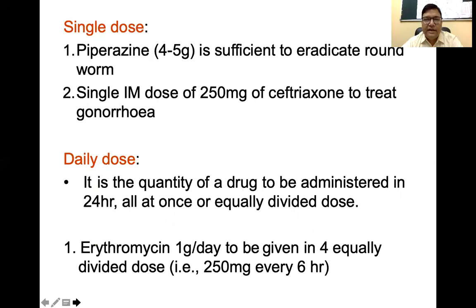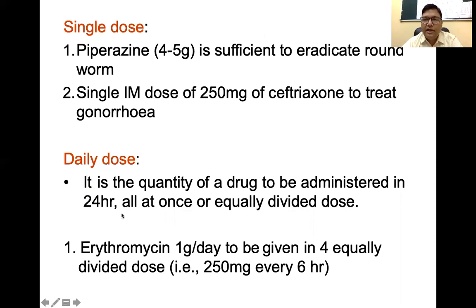Coming to the drugs which are given as a single dose: piperazine is sufficient to eradicate roundworms, or a single intramuscular dose of 250 milligram of ceftriaxone is used for the treatment of gonorrhea. Then there are drugs which are given in a daily dose. The daily dose is the quantity of a drug to be administered in 24 hours, all at once or in equally divided doses.